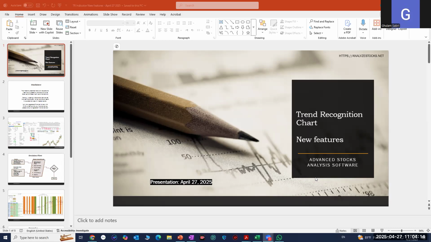And instead of going through the details of the software, we will very quickly go to the trend recognition chart itself and some of the new features that we have built in. Those features will be available to all our existing customers who bought the software during the last 1 year without any charge, as free updates. And going forward, it will be available as part of the software itself.